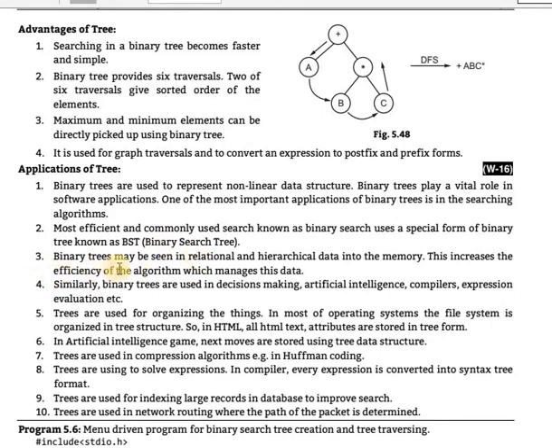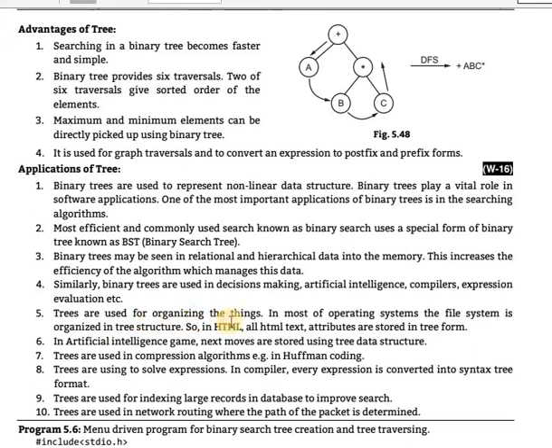Third application, binary trees may be seen in relational and hierarchical data in memory. Means what? Data is stored relationally and hierarchically. How relationally? Numbers less than the root are on one side, greater numbers are on the other side. So it is one type of relationship. This increases the efficiency of the algorithm which manages this data. Fourth, binary trees are used in decision making, artificial intelligence, compilers, expression evaluation, etc.